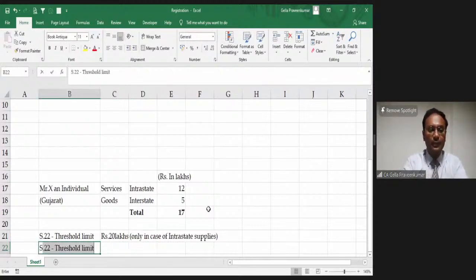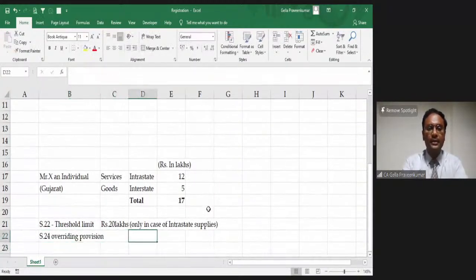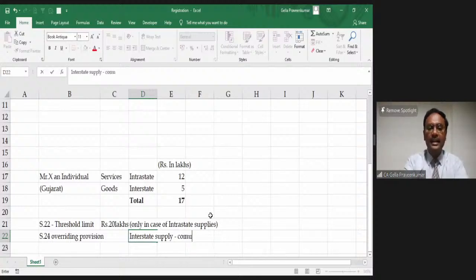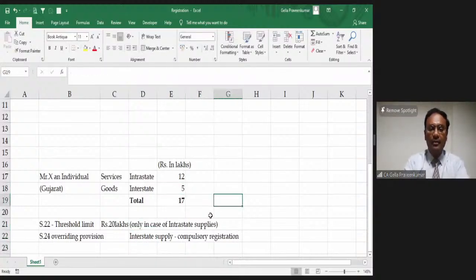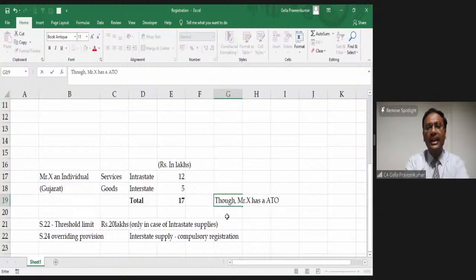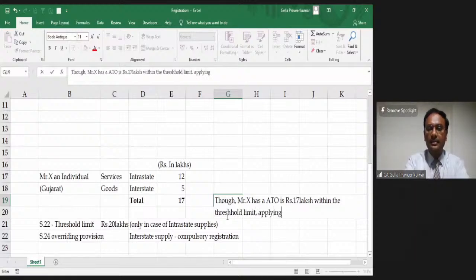Now when I read my section 24, overriding provision, section 24 says, you have an interstate supply, then compulsory registration. Though Mr. X has an aggregate turnover, ATO, section 2, clause 6, aggregate turnover, of rupees 17 lakhs, within the threshold limit, applying my section 24, registration is required.